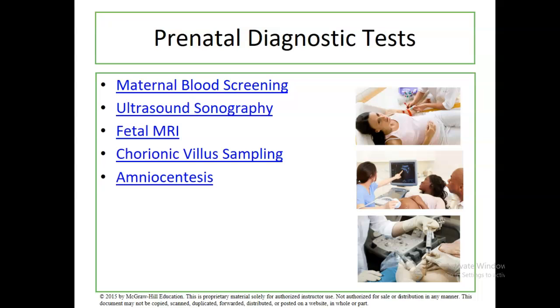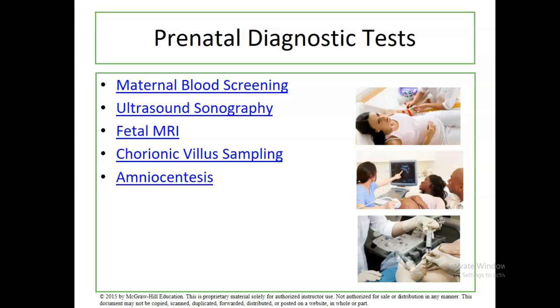Maternal blood screening is what we refer to as a non-invasive procedure. We're essentially just drawing some blood from the woman, and we'll be able to use the blood to also determine whether or not there's any genetic or chromosomal abnormalities that are present within the baby.